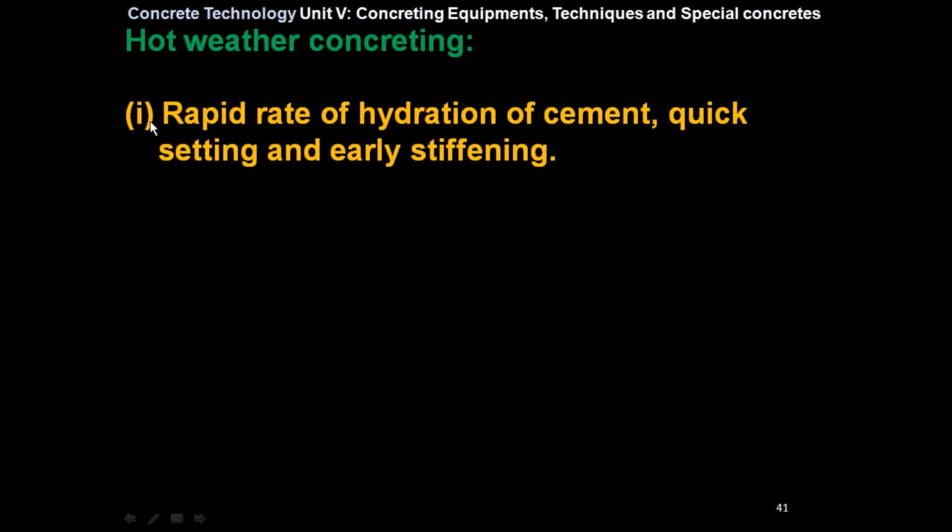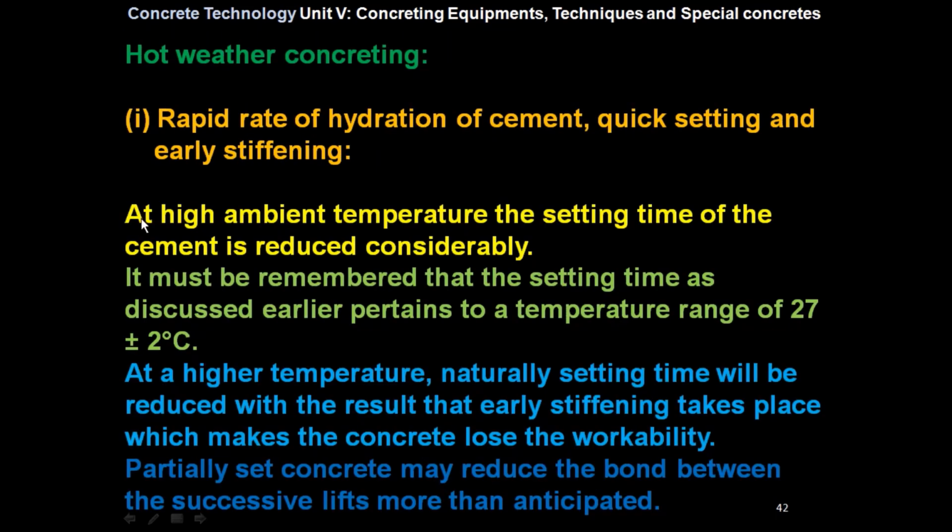Now first we will see the rapid rate of hydration of cement, quick setting and early stiffening. At high ambient temperature, the setting time of the cement is reduced considerably. It must be remembered that the setting time, as discussed earlier, pertains to the temperature range of 27 degrees Celsius plus minus 2 degrees Celsius.